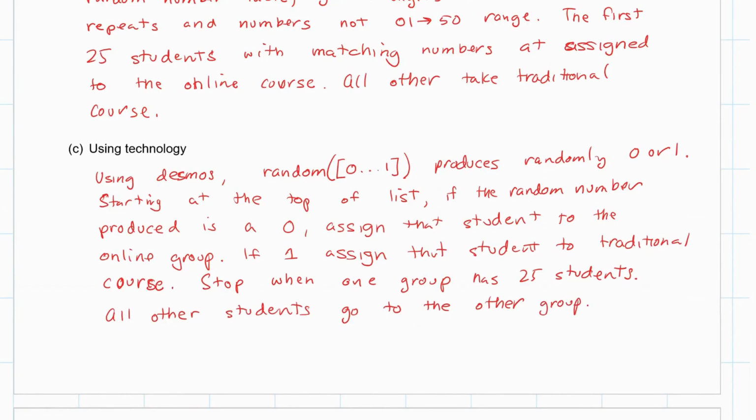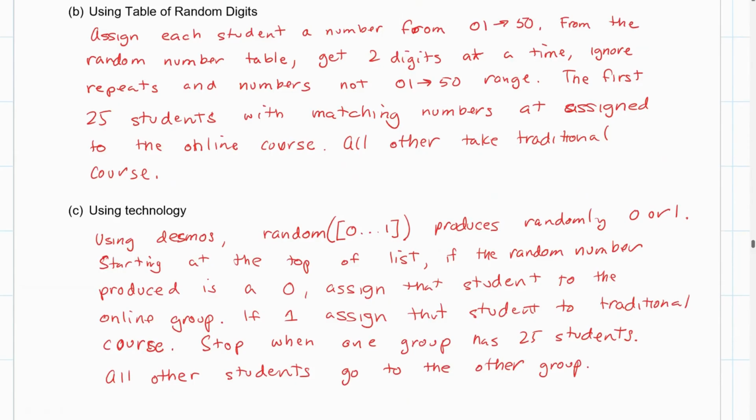Okay. Now, by the way, if you think of this 0, 1 thing, we could have done the same thing with the random number table. With the random number table, you might just do odd even and start at the top of the list and have the same result. All right. So this is the kind of level of detail that we want to put whenever we're trying to describe how we're going to do the random assignment.